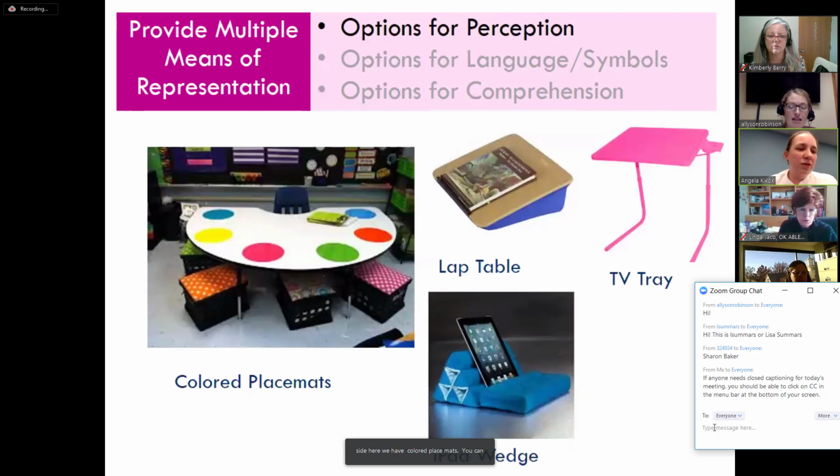Some of our students may need a positional device, such as a laptop table, a TV tray, or an iPad wedge. Basically, you're bringing content specific to that student based on their need, but all other students may find that it's helpful to them. It's a device or material item that can be available for all learners.